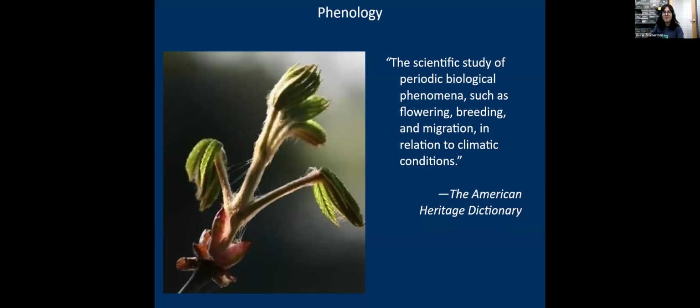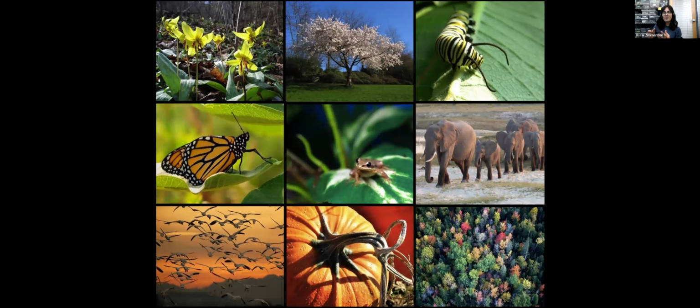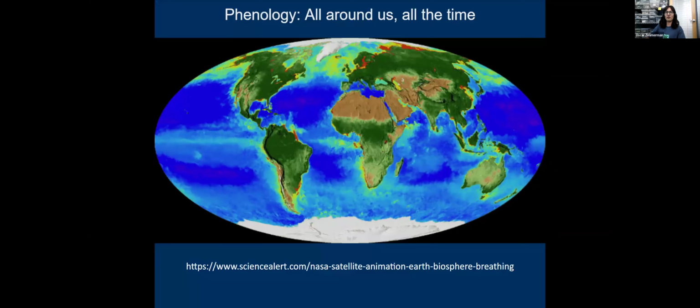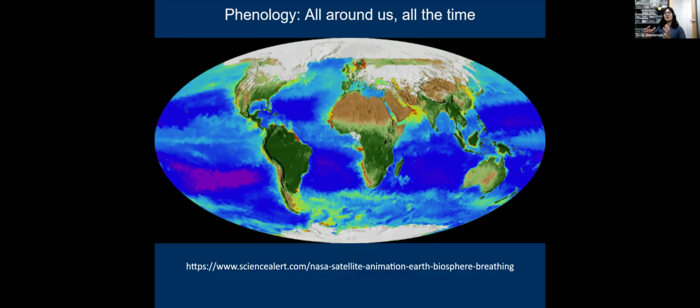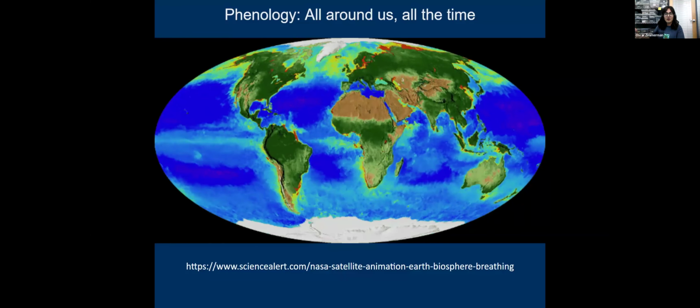Phenology is the scientific study of periodic biological phenomena in relation to climatic conditions, or referred to sometimes more colloquially as the seasonal rhythms of plants and animals. Examples of phenology are really diverse and broad, from the emergence of plants in the springtime and their flowering, to things such as insect metamorphoses, animal migration, the ripening of fruits and crops, and autumn coloration and senescence. Phenology is something that's all around us all the time.